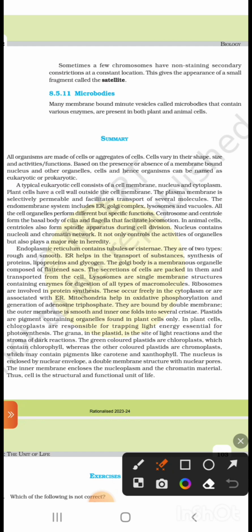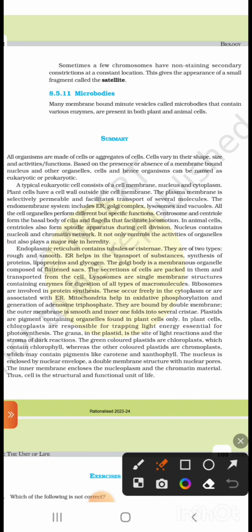A typical eukaryotic cell consists of a cell membrane, nucleus, and cytoplasm. Plant cells have a cell wall outside the cell membrane. The plasma membrane is selectively permeable and facilitates transport of cellular molecules. The endomembrane system includes the Golgi complex, lysosomes, and vacuoles. All the cell organelles perform different but specific functions. Centrosome and centriole form the basal body of cilia and flagella that facilitate locomotion. In animal cells, the centriole also forms the spindle apparatus during cell division.